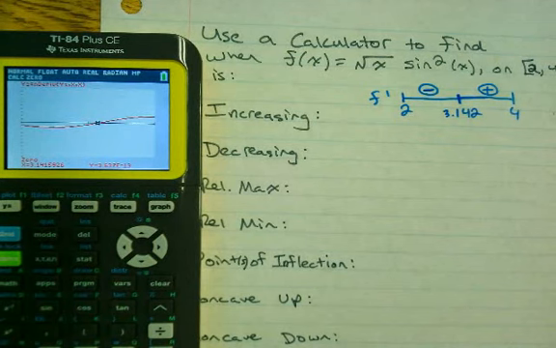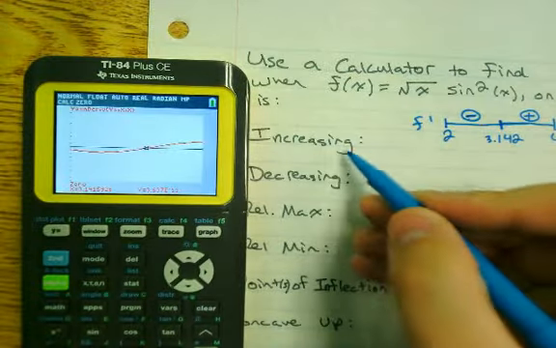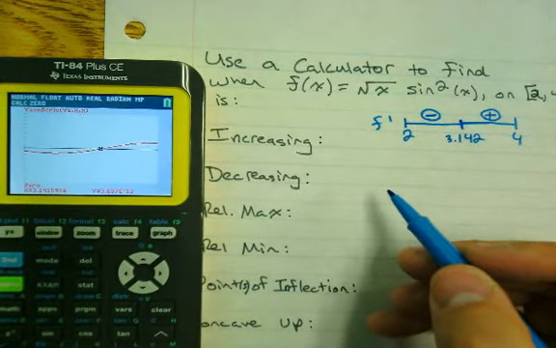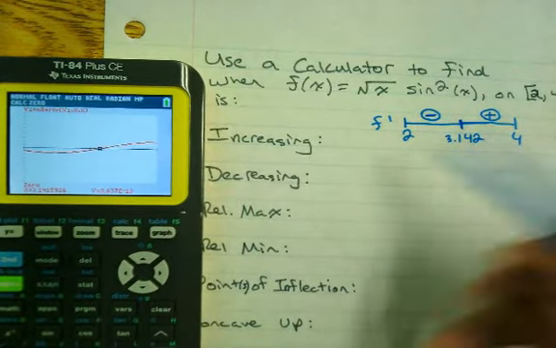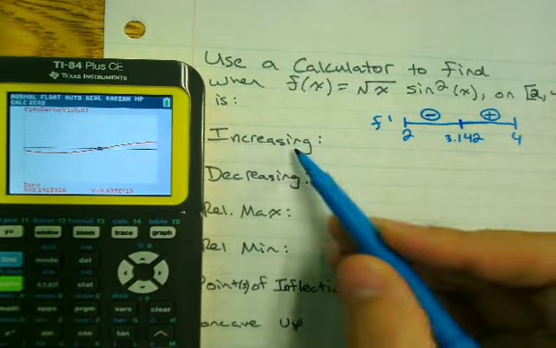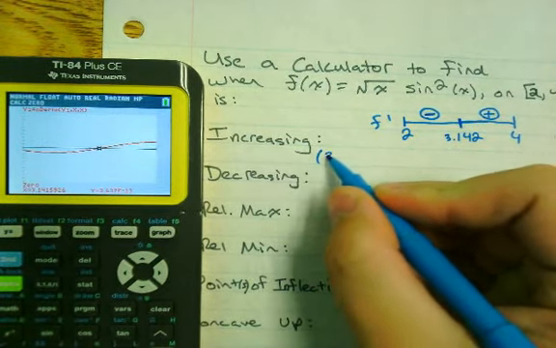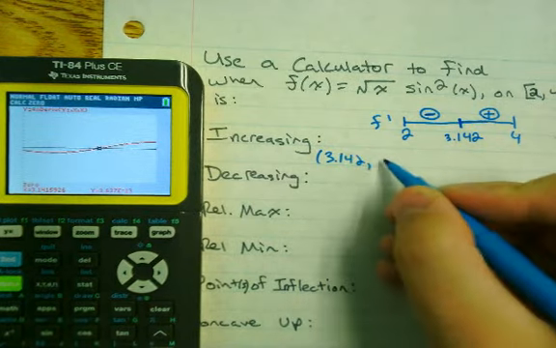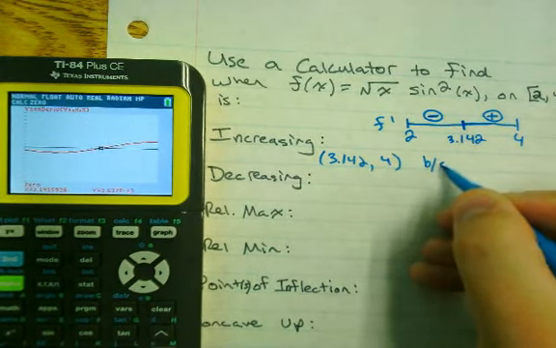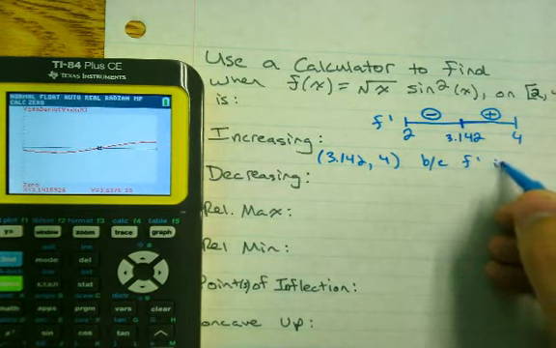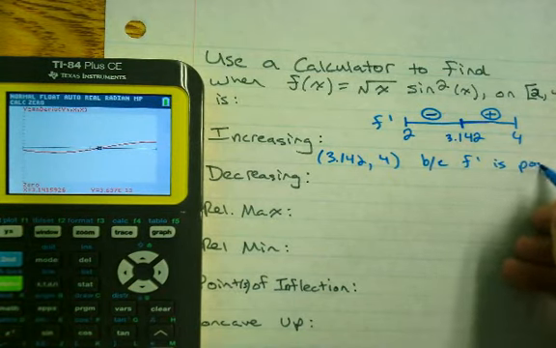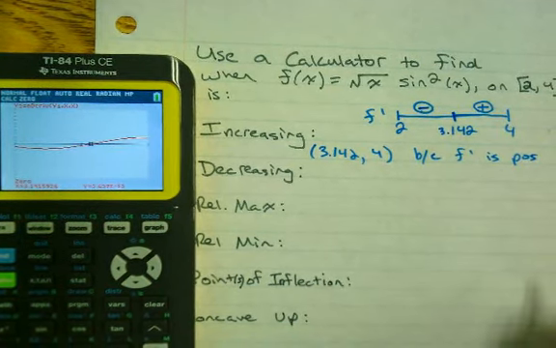Okay. So when is this guy increasing? I'm going to answer the question right here. You can use pi, or since you have a calculator, you can use the 3 decimals. It's not going to matter. So when is this increasing? From 3.142 until 4, because f prime is positive. That's all you need to say.